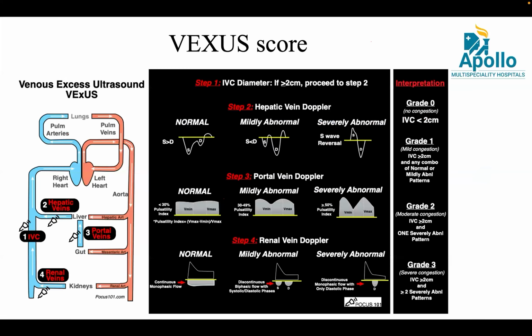And finally, you have to add up all those things. So you look at three veins. If you have an IVC which is abnormal, more than 2 centimeters, with any of the mild abnormality, that is hepatic vein of S less than D, or portal vein 30 to 50% abnormality, or renal vein biphasic waveforms, we call it grade 1 congestion or grade 1 VExUS score. If you have any severe abnormality, it is either grade 2 to grade 3. It doesn't matter, if you have severe congestive changes, that means most likely you are going to need diuretics.